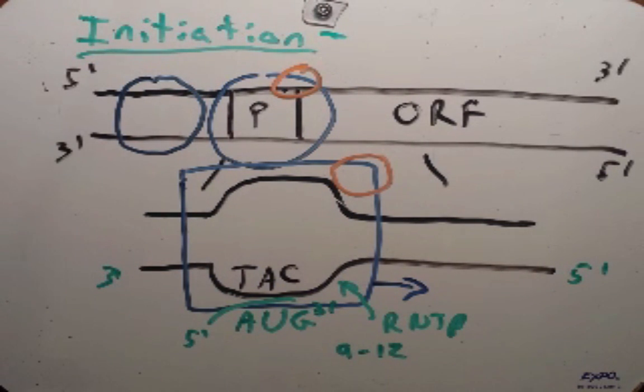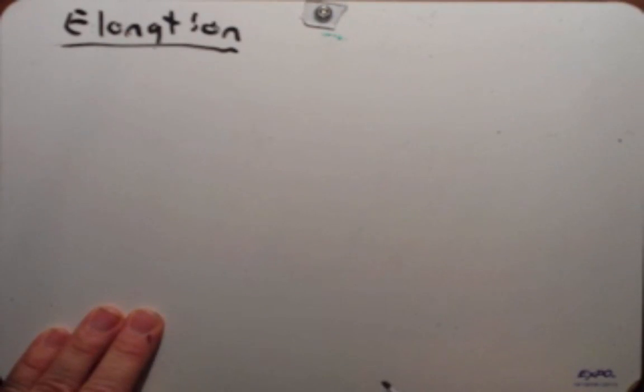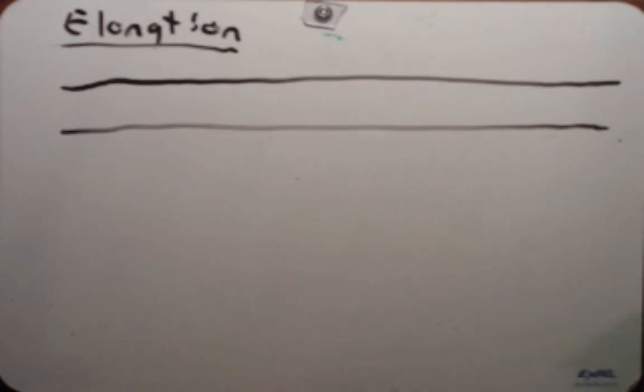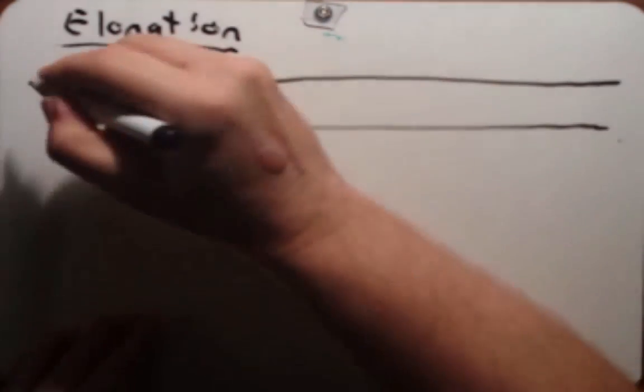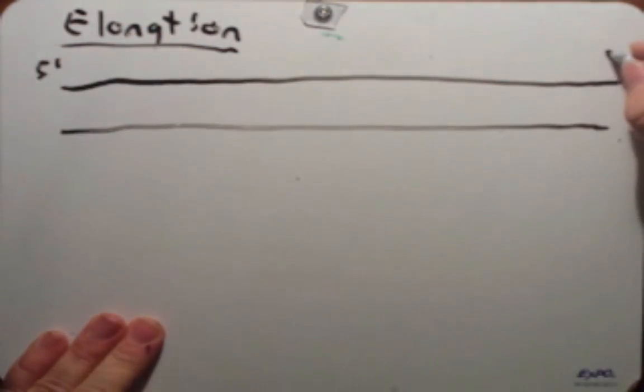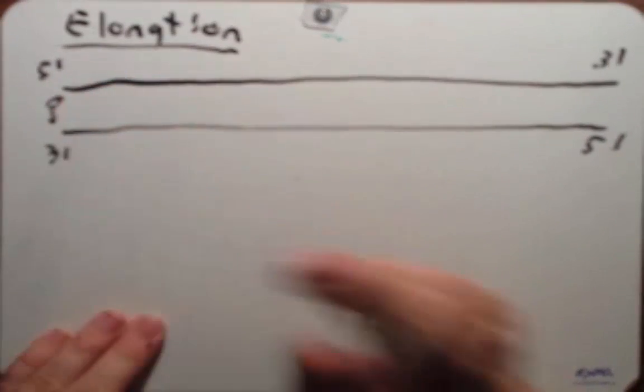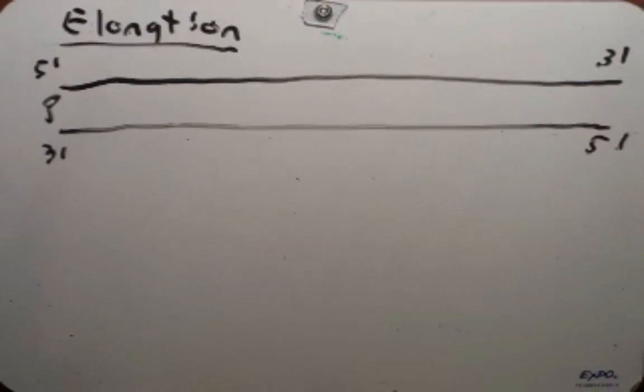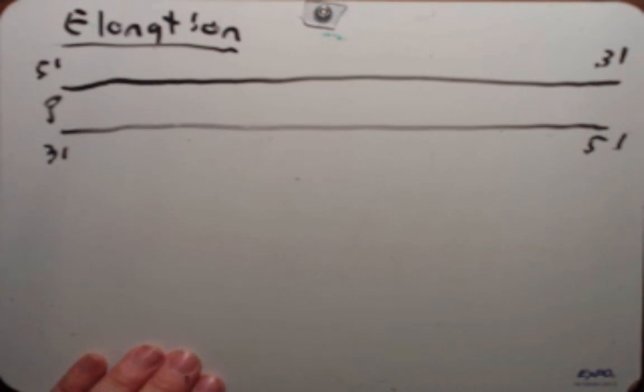Now let's talk about elongation. As the name implies, this is the process where the messenger RNA is going to extend and get longer. So here is our gene that we've been following for a while now. The promoter was down here. We're done with the promoter because now the RNA polymerase is moving along past the promoter.